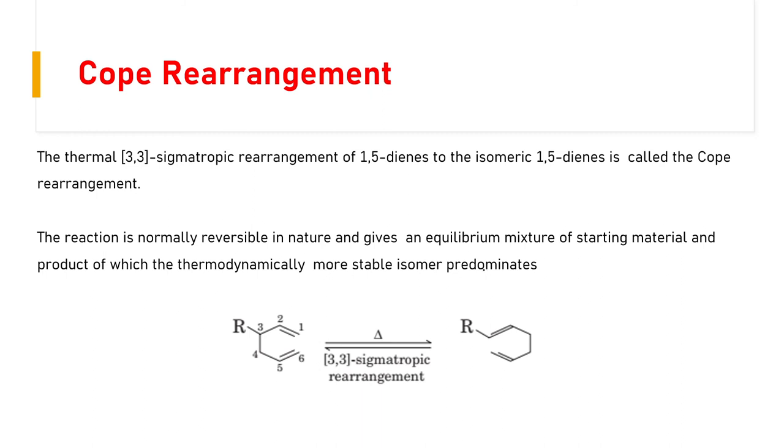This reaction is normally reversible in nature and gives an equilibrium mixture of the starting material and the product, of which the thermodynamically more stable isomer predominates. मतलब इन दोनों में से जो थर्मोडायनेमिकली मोर स्टेबल रहेगा वो डोमिनेट करेगा. इसका मैकेनिज्म कैसे ऑपरेट होता है चलो देखते हैं.